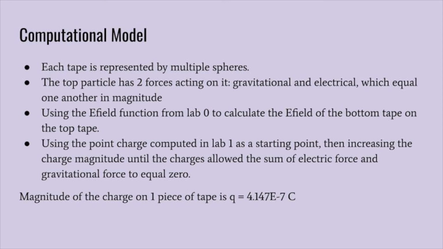In the computational model, each tape is represented by multiple spheres. The top particle has two forces acting on it, gravitational and electrical, which equal one another in magnitude. The E-field function from Lab 0 was used to calculate the E-field of the bottom tape on the top tape. The point charge computed in Lab 1 was used as a starting point. Then the charge magnitude was increased until the charges allowed the sum of the electric force and the gravitational force to equal zero.